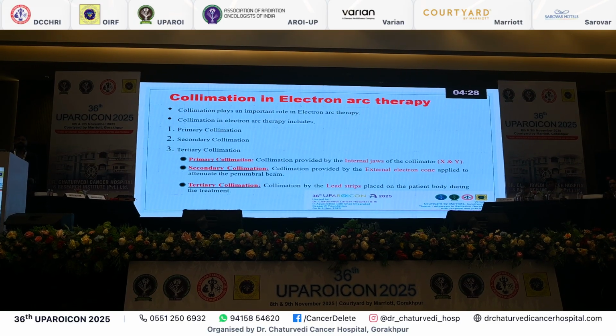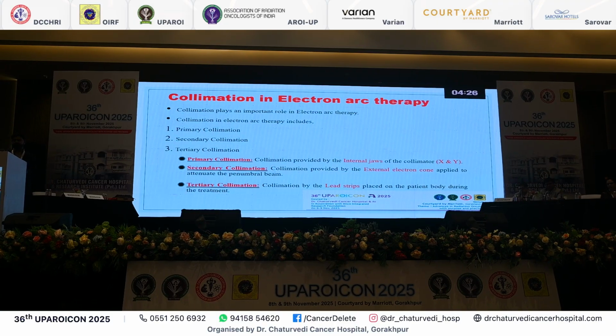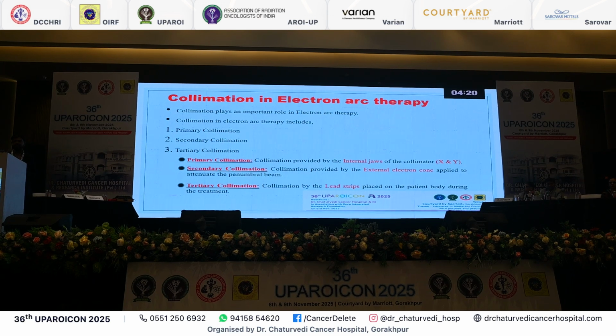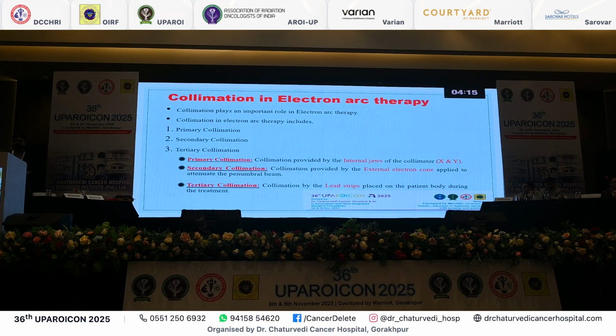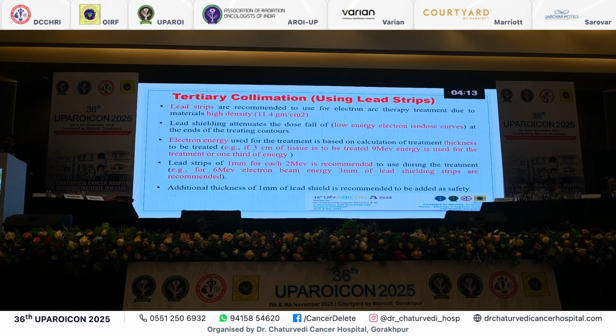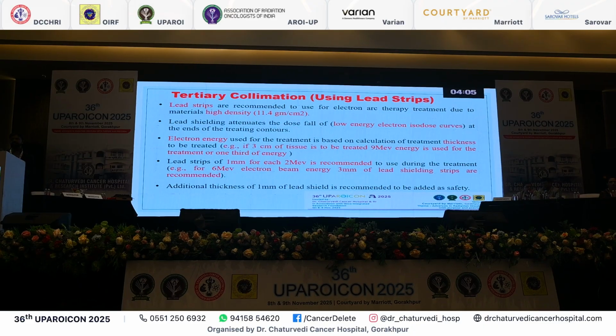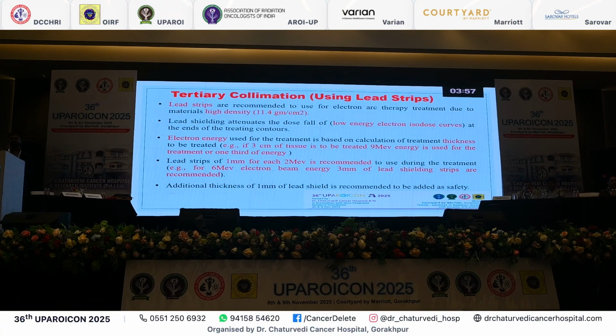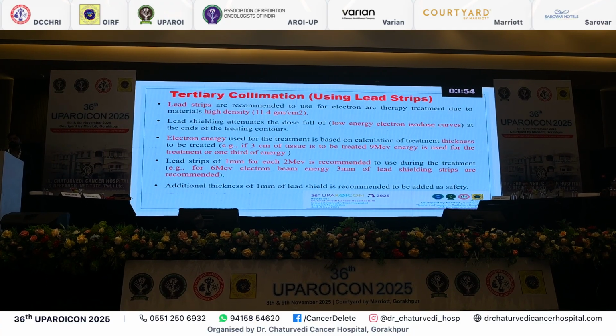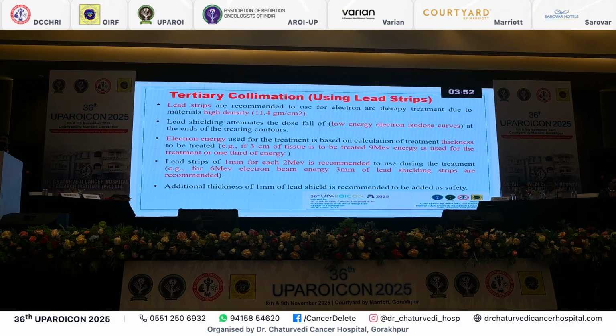Now the collimation for electron arc. Collimation plays an important role in electron therapy. Collimation in electron therapy includes primary collimation, secondary collimation, and tertiary collimation. Tertiary collimation uses lead strip on the surface of the patient body, which is the criterion for treating the chest wall. Lead strips are recommended for electron arc therapy treatment due to the material's high density, 11.4 grams per cubic centimeter, and lead shielding attenuates the dose of low energy electron isodose curves at the end of the treating contours.